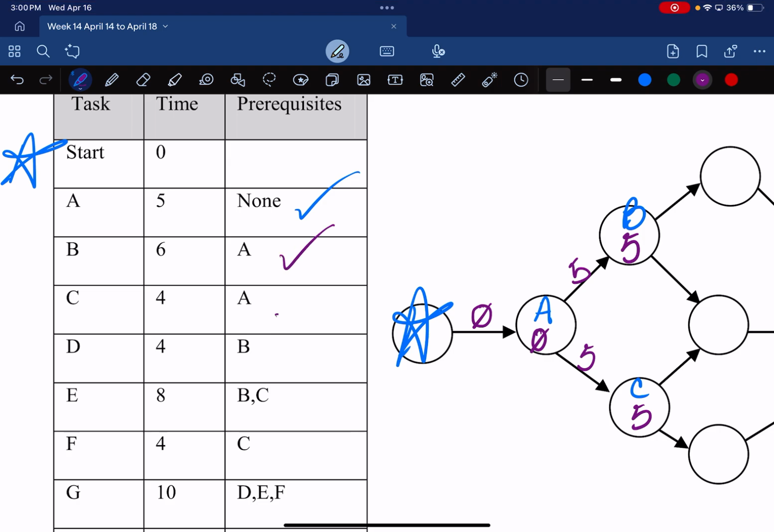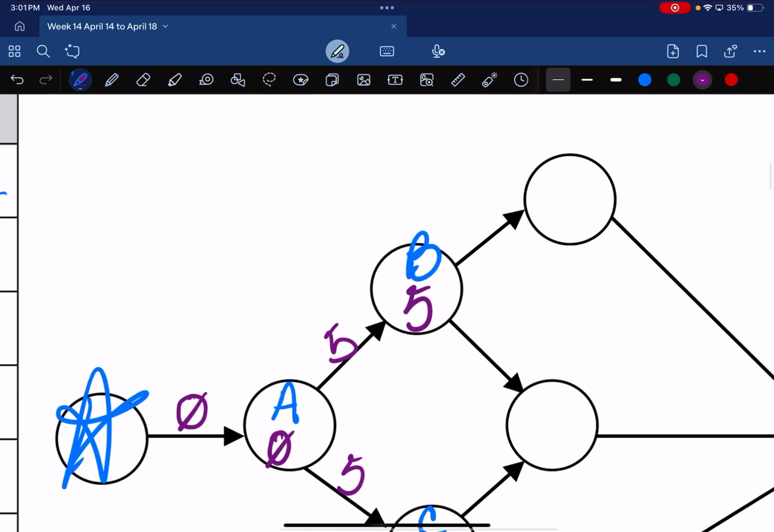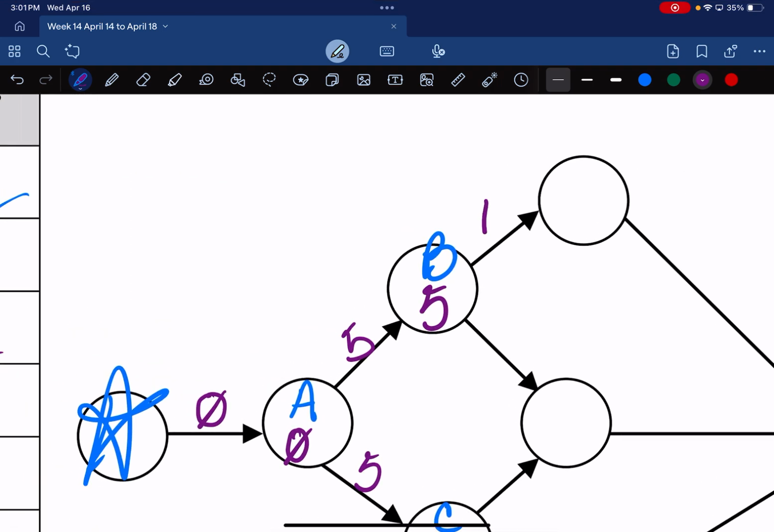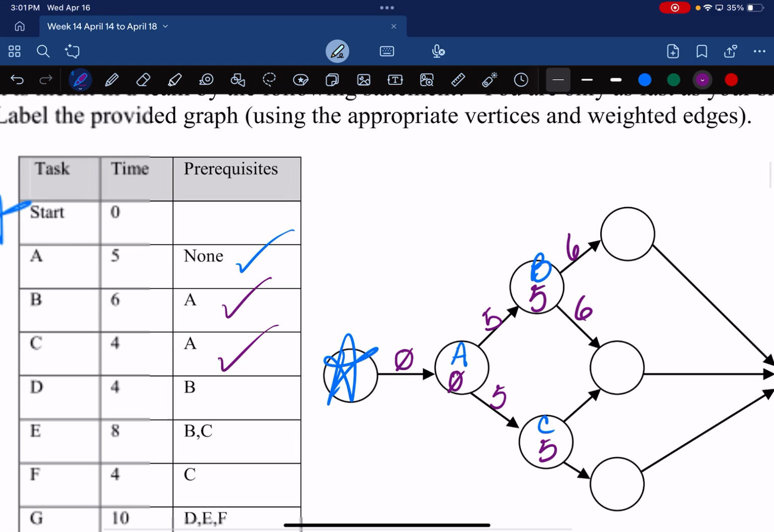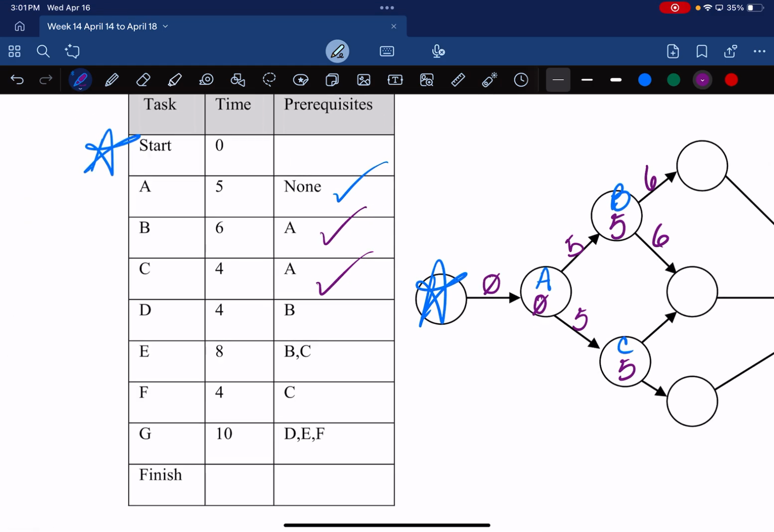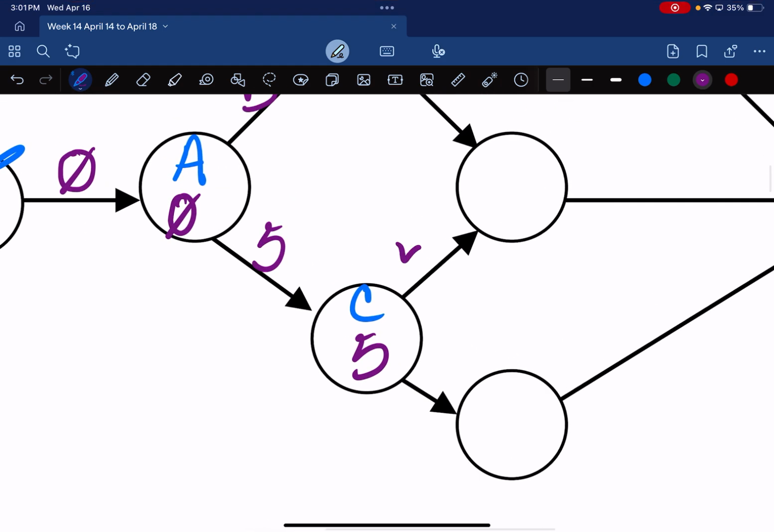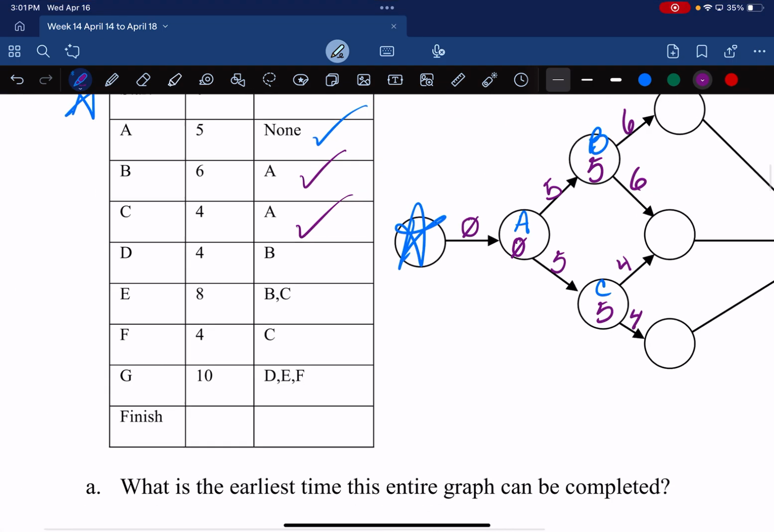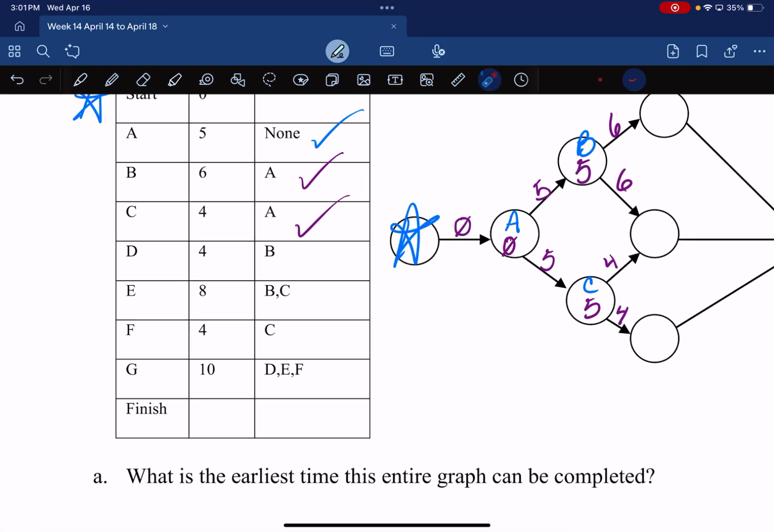So those are handled. Well, now I'm going to look at the time. How long does it take? How long does B get to be on stage? 6 whole minutes. But C only gets 4 minutes of time. So after the 4 minutes that C's working or on the stage, as soon as C's done, F comes on.